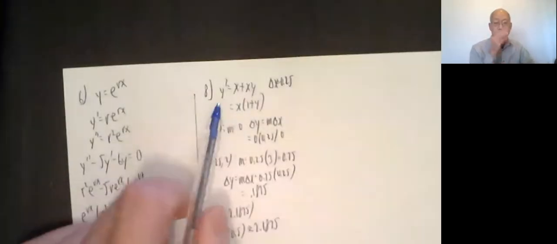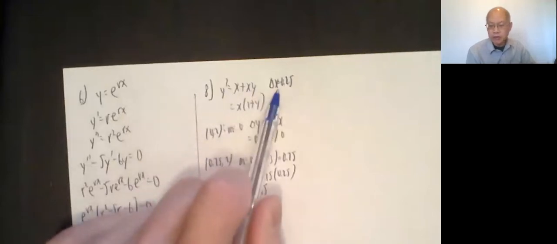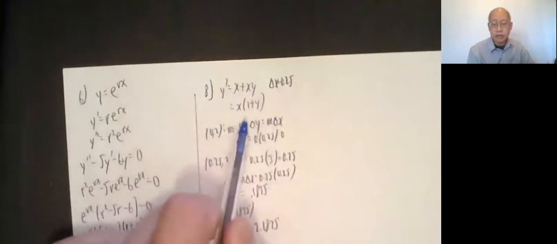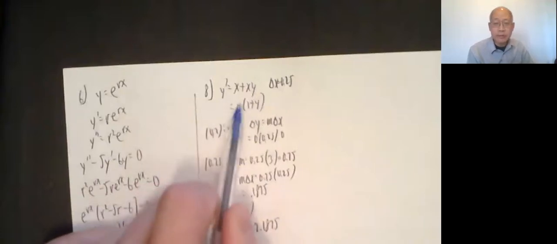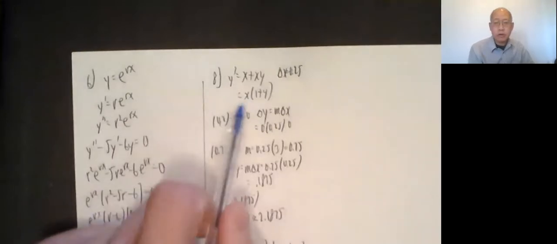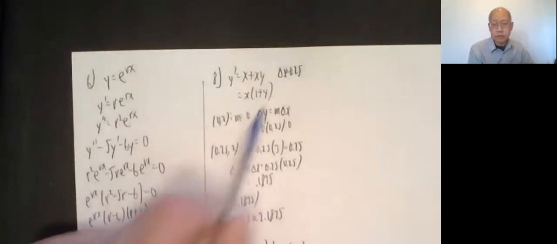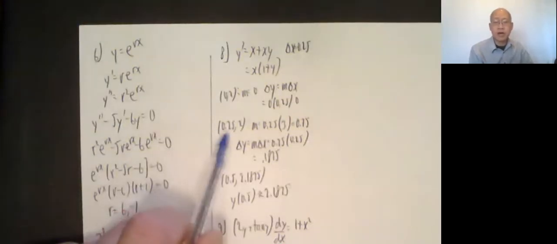Okay, 8, Euler's method, y prime equals x plus xy. Delta x is 0.25. And you're trying to go out to 0.5, so that means you only have to do it twice. I factored into x times 1 plus y. I thought it might be a little bit easier. All right, so I'm starting at (0, 2). The slope is 0 times whatever, that's 0. So delta y is 0 times 0.25. It's still 0. So the new point is (0.25, 2).